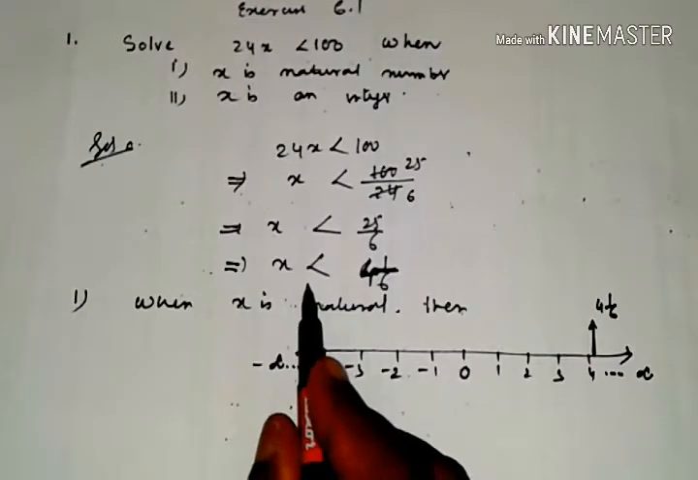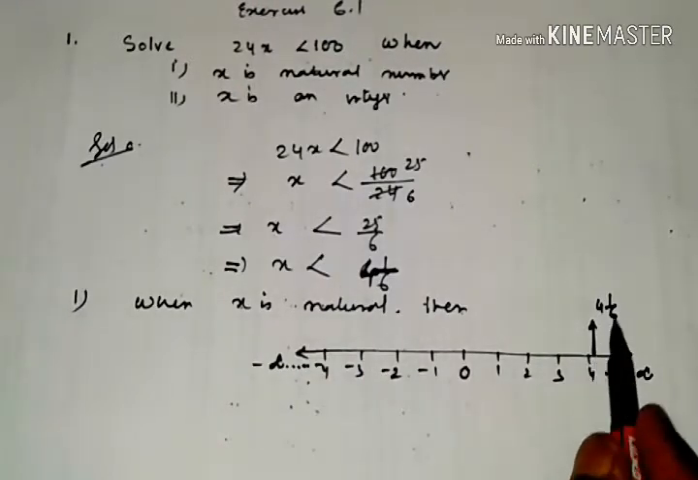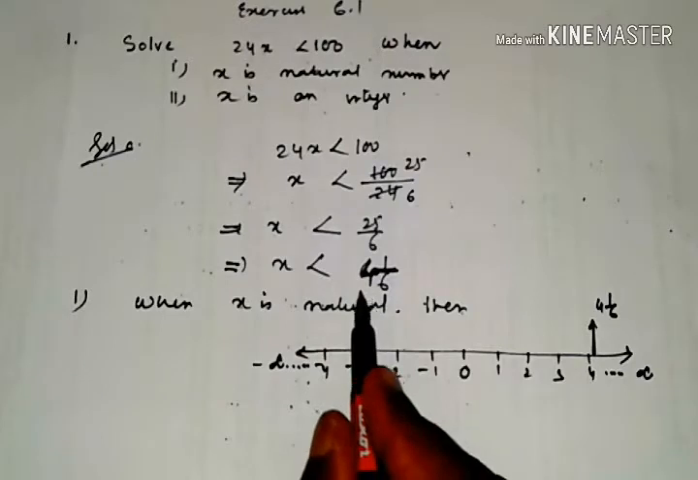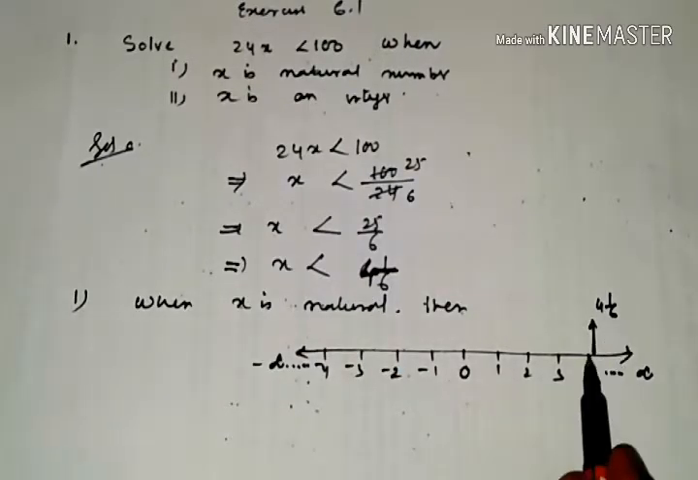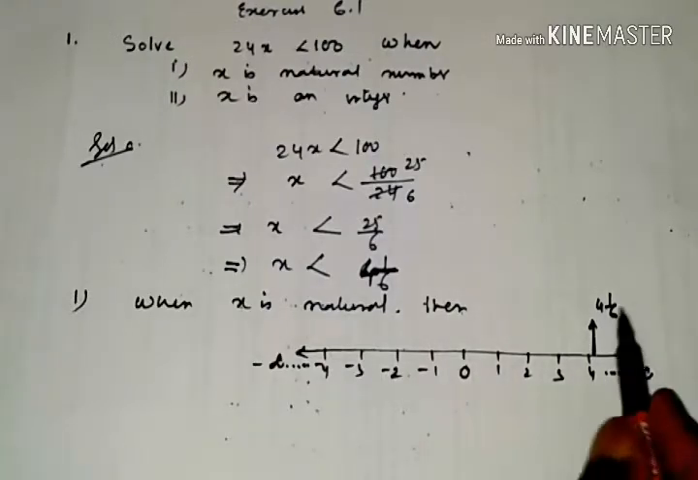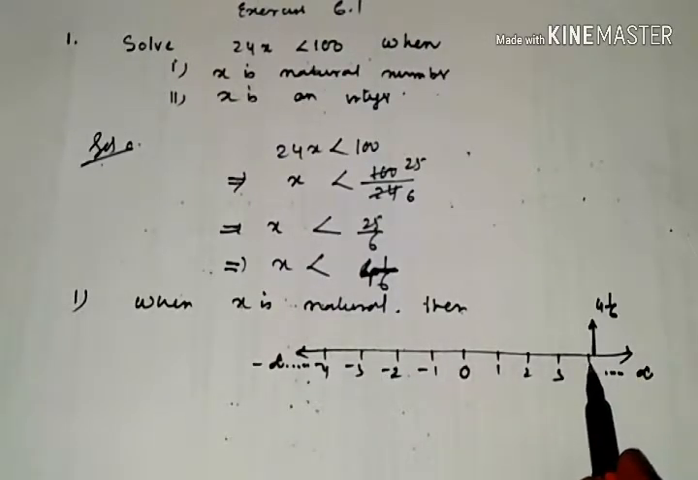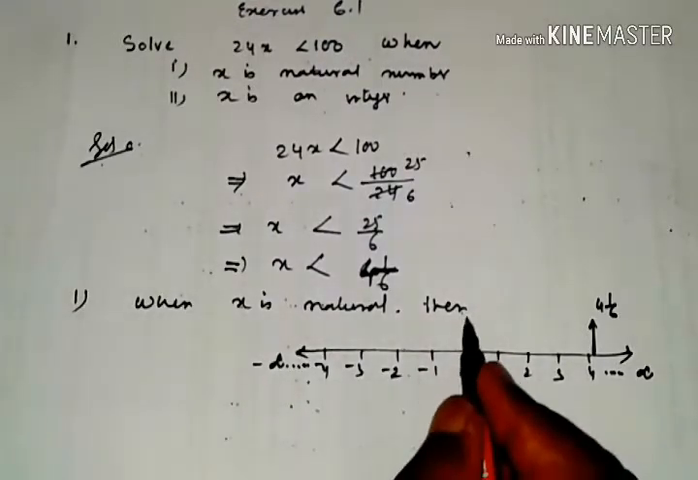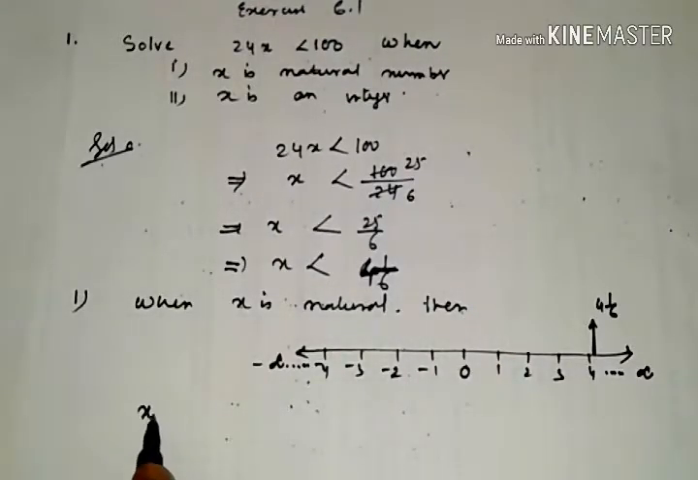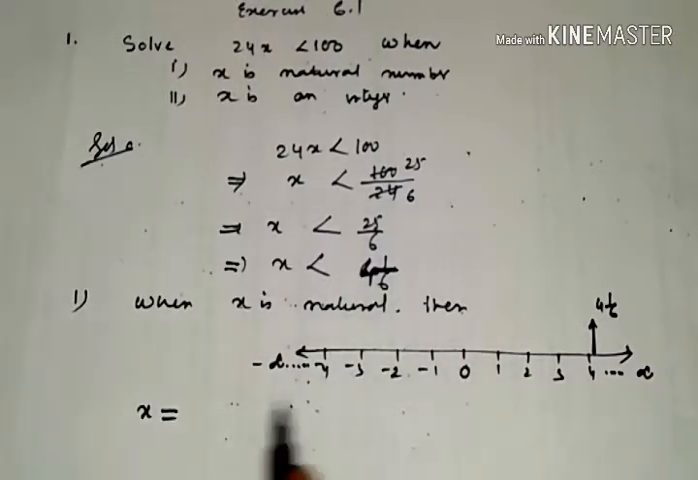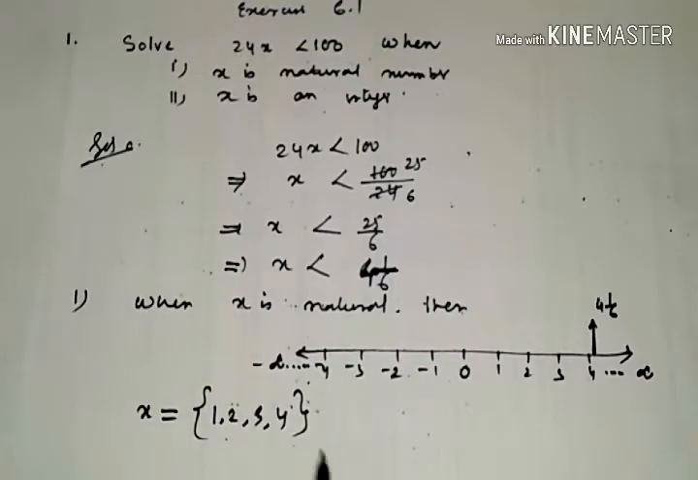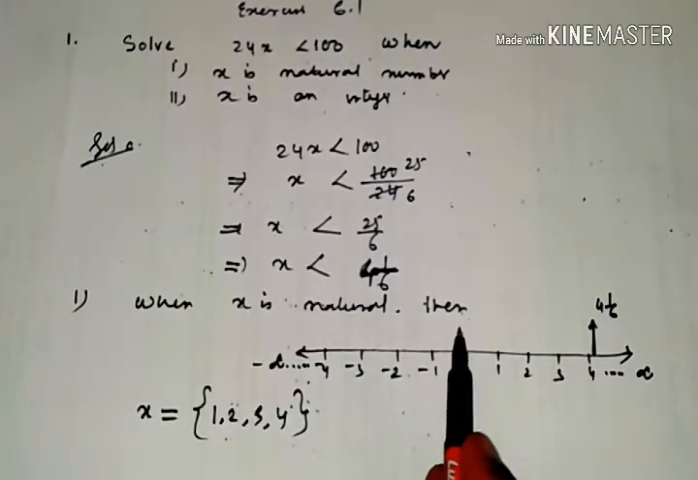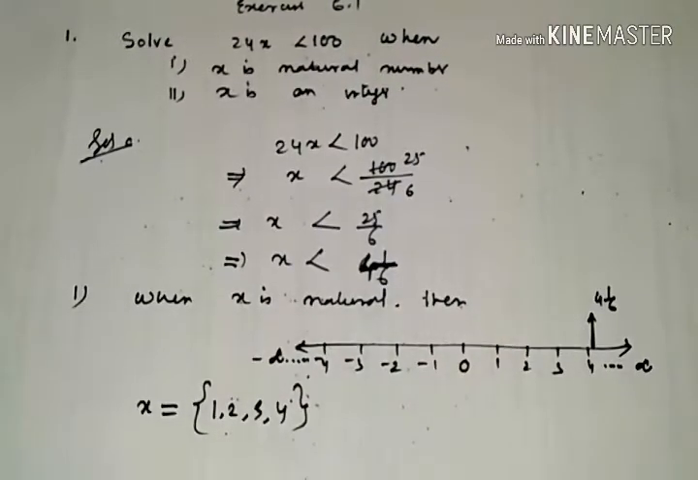Given that the condition is x is less than 4 and 1 by 6. Therefore, the values will remain on the left side of this number, and on the left side of this number are 4, 3, 2, 1. These are the natural numbers. Then x is equal to the natural numbers 1, 2, 3, 4. This is the solution set if x is a natural number.